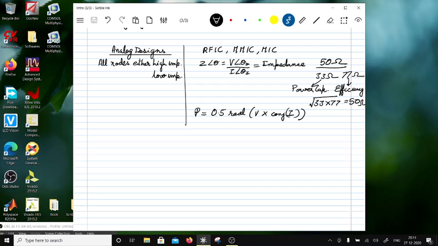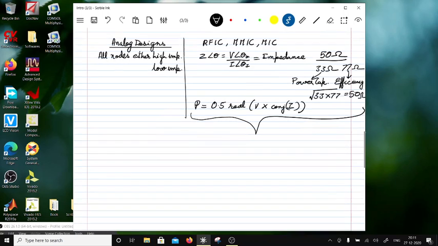So frequency is not the distinguishing factor between analog and RFIC or MMIC circuits. Now, having said that, what category of circuits are we dealing with? We are dealing with this category of circuits.